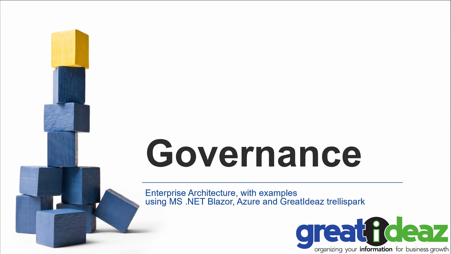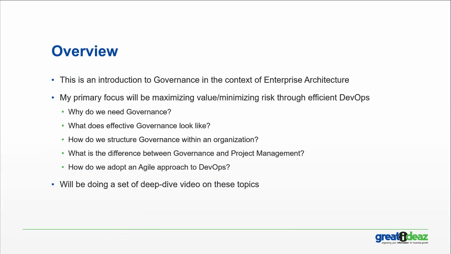This video is part of our training on enterprise architecture with examples using .NET Blazor, Azure, and Great Ideas Trellis Spark. The focus of this video is an introduction into governance within the context of enterprise architecture. So our focus in this video is going to be on how do we maximize business value and minimize risk through the efficient use of development operations.